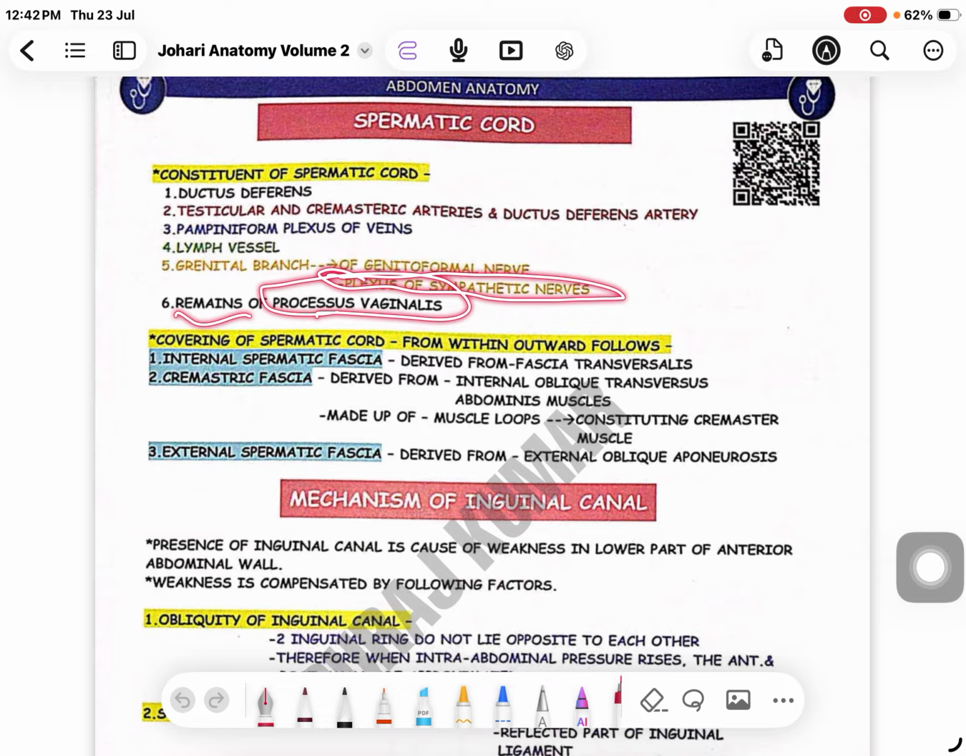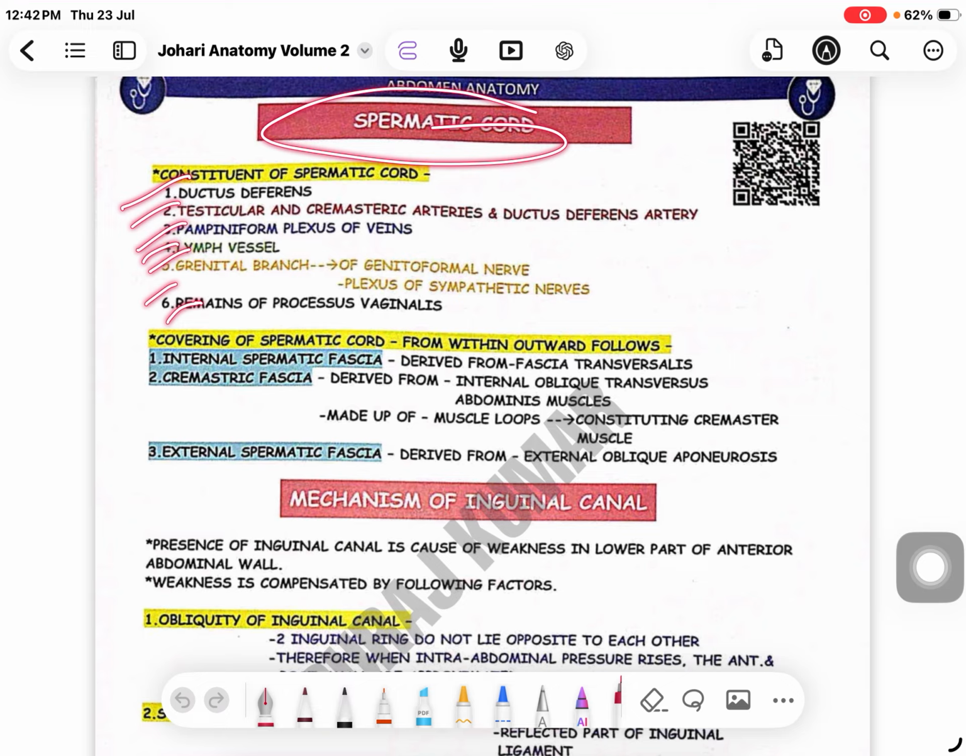Remains of processus vaginalis, which is a remnant, are also present in the spermatic cord. So there are 6 structures we saw here. Remember these 6. Covering of the spermatic cord from within outwards follows: internal spermatic fascia, cremasteric fascia, external spermatic fascia.